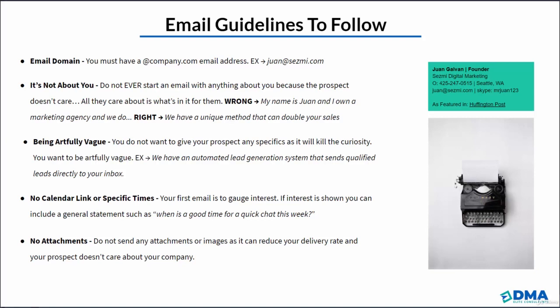Another thing I recommend is being artfully vague. You do not want to give your prospect any specifics to the point where it's going to turn them off, right? We're going to go over different email responses to different objections they may have. But just a good example of being artfully vague: we have an automated lead generation system that sends qualified leads directly to your inbox. When somebody comes back and says, hey, what do you guys do? How does it work? Nice and simple like that.